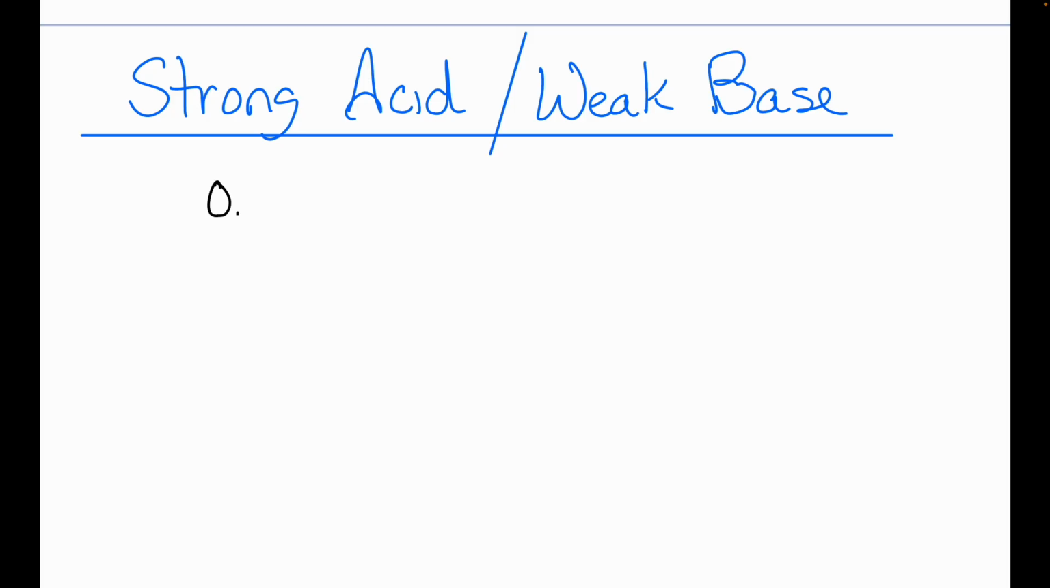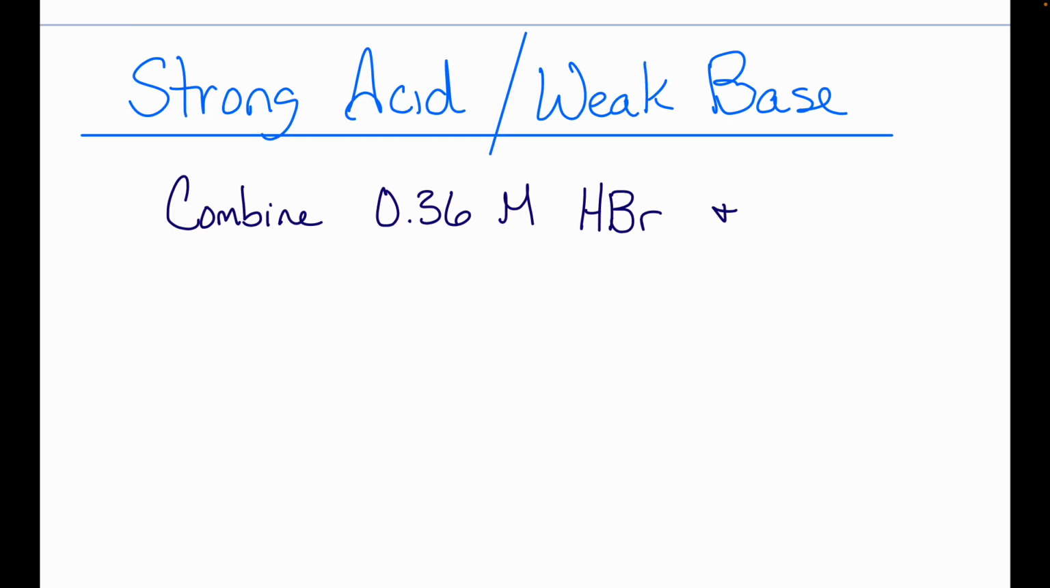All right, we're going to combine 0.36 molar, we'll use a different strong acid. Let's use HBr. And we're going to do 0.79 molar ammonia.